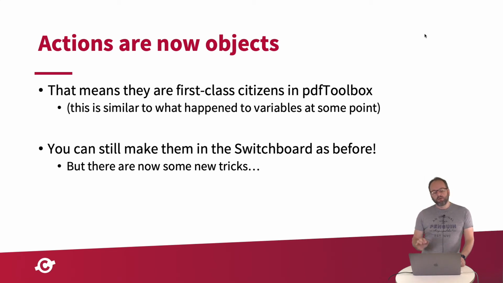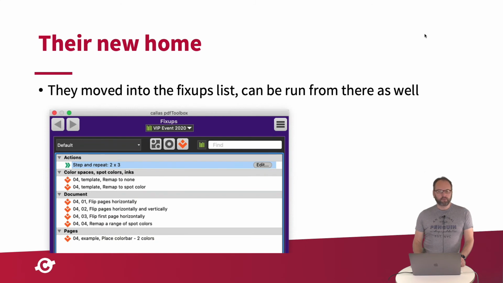So actions have gotten a serious upgrade now as well. You can still create them in the switchboard, but it is no longer the only way to create them. And you will see that they have moved into other areas of the product. What you have here is a preview of the screen grab of the fix-up list. And in that fix-up list at the top there, you can see in action. So if you create actions in the switchboard, you can, from this point on, find them in the fix-up list where they live a happy and rich life.